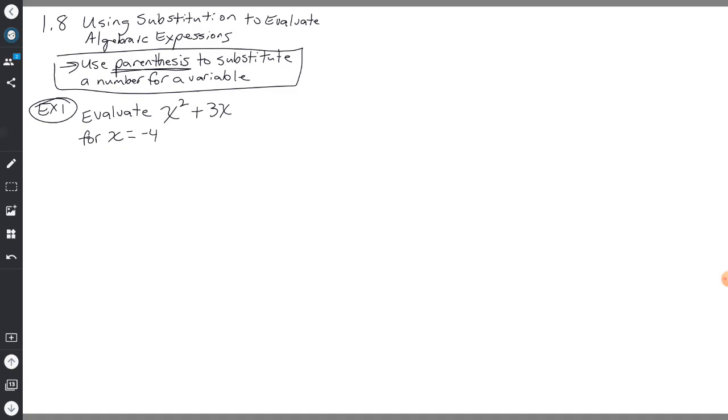So we have the expression x squared plus 3x, and it's asking us to evaluate that for x is equal to 4. So basically what that means is that you're going to substitute x with 4. That's a 4 or a negative 4? Negative 4, yes.